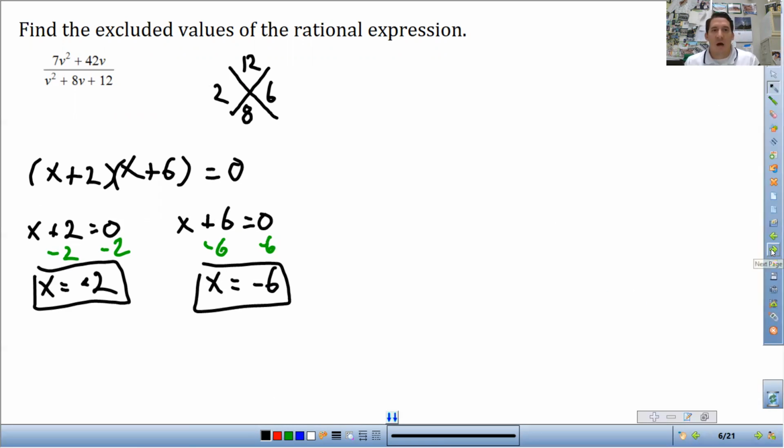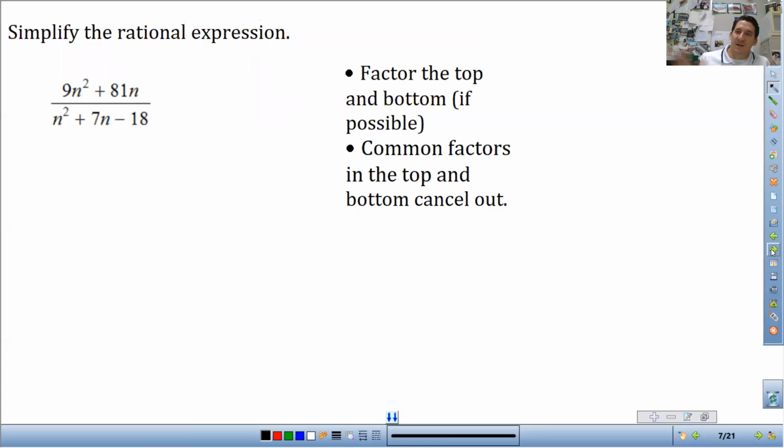All right, so finding excluded values, pretty simple. What we're going to do now is simplify these. So a lot of factoring going on. What you want to do when you are doing this, you're going to factor the top and you're going to factor the bottom. So first step, simplify. Let me back up a second. Simplifying rational expressions is just like reducing fractions. That's all we're doing. We're finding common factors in the top and bottom and they cancel each other out.